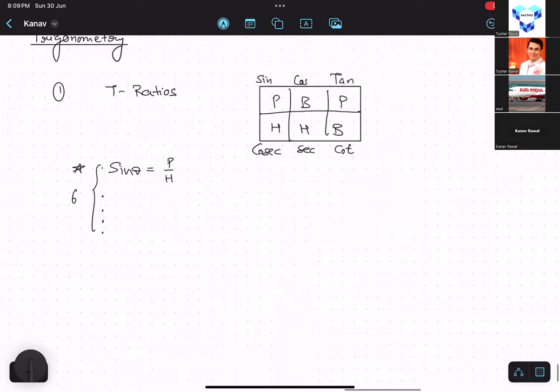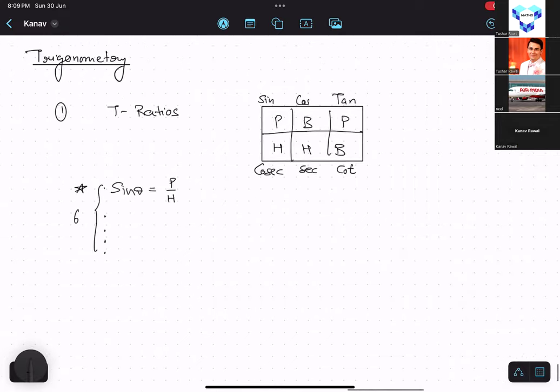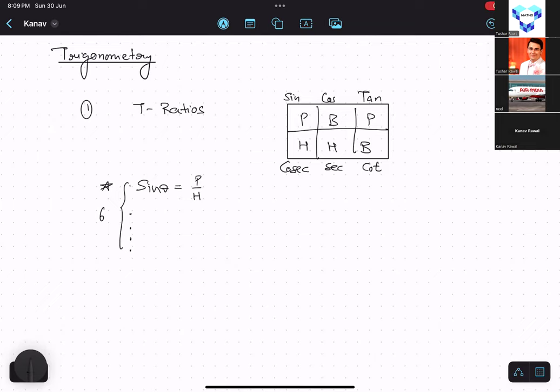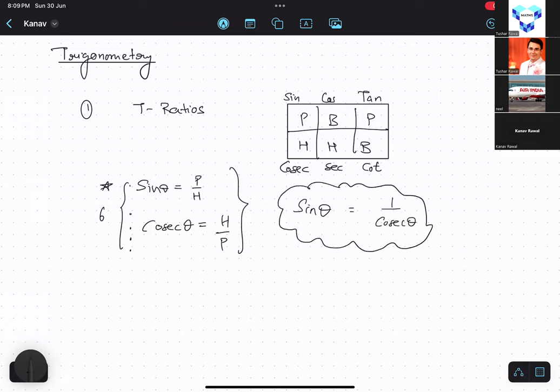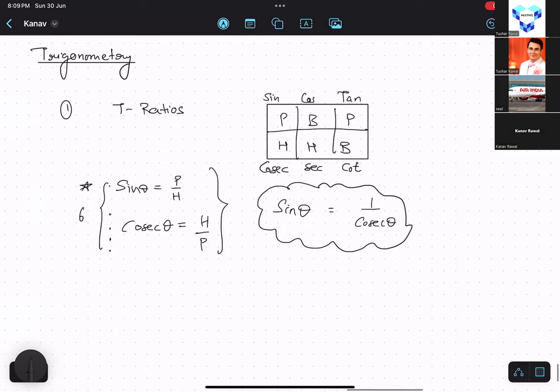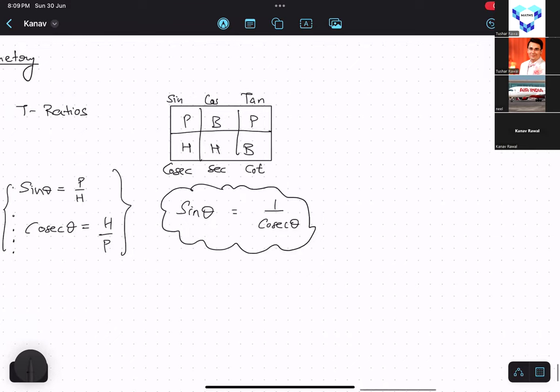The important formula for us is that sine theta is P upon H. And what do you think? What is the formula for cosec theta? H upon P. Can I say that sine theta and cosec theta are reciprocal of each other? Or cosec theta equals to 1 upon sine theta.